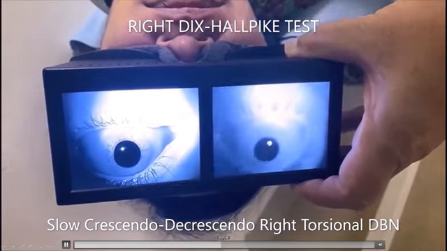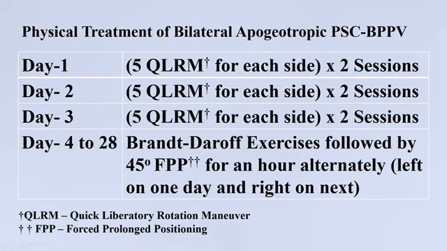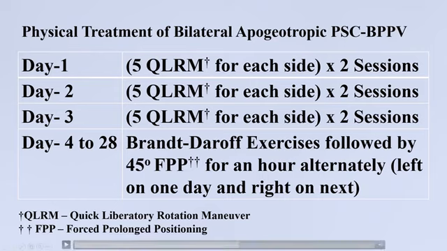We treated with the quick liberatory rotation maneuver, which was first used by Califano, 5 QLRMs for each side, 2 sessions per day for 3 days. She did not respond. From day 4 to day 28, Brandt-Daroff exercises, followed by 45-degree forced prolonged positioning for an hour, alternately left on one day and right on the next day.